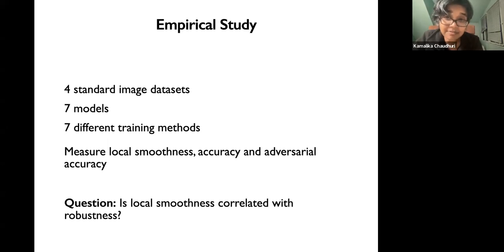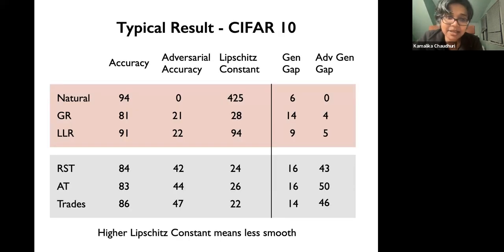So the question that we asked is, is local smoothness really correlated with robustness? And this is a typical setting that we saw. I don't want to bore you with 7 sets of data, but this is essentially the typical kind of thing that we saw. Here in the red, what you see are methods called natural training, gradient regularization, and locally linear regularization. These are methods where the accuracy was relatively high. And then in gray, you see the 3 robust methods: robust self-training, adversarial training, and TRADES. So these are the 3 standard robust methods.